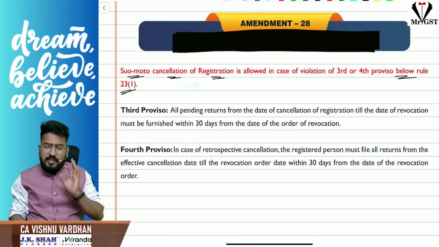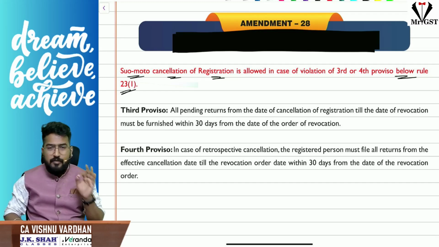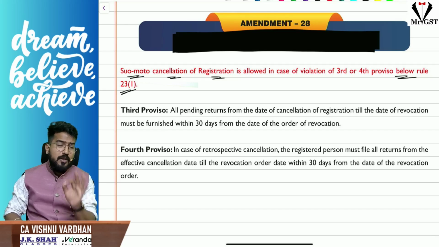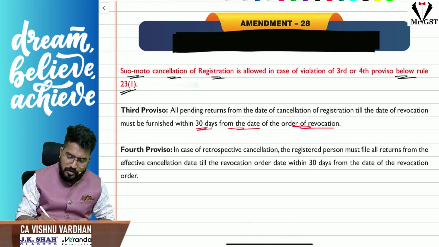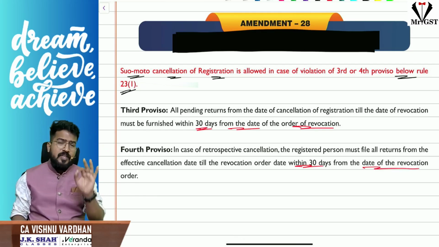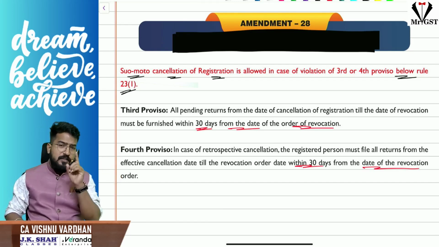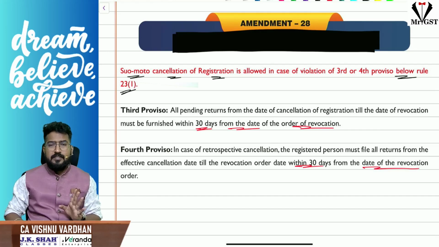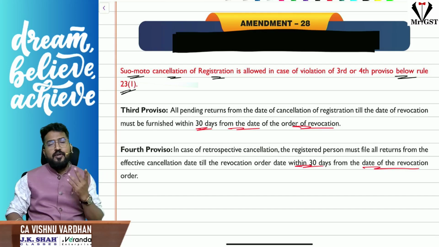What are these reasons? See, when you apply for revocation of cancellation of registration, they will revoke your cancellation, asking you to file all pending returns, correct? So all the pending returns should be filed within 30 days from the date of the order of revocation. Okay. Once the revocation order is given, within 30 days you should file all the pending returns. If you have not filed the pending returns, then your registration is liable for cancellation. The proper officer has the right to cancel the registration.